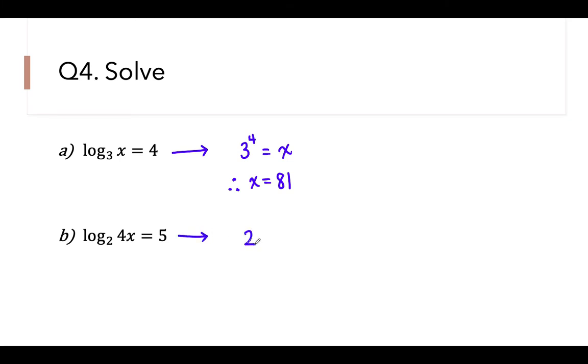Next, 2 to the 5 is equal to 4x. 2 to the 5 is 32, equals 4x. Let's divide both sides by 4. x is equal to 8.